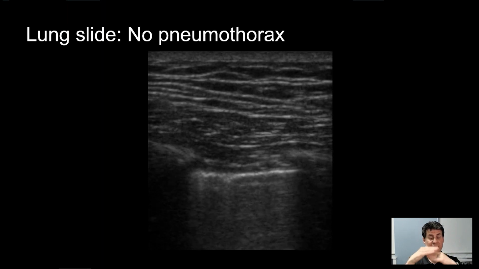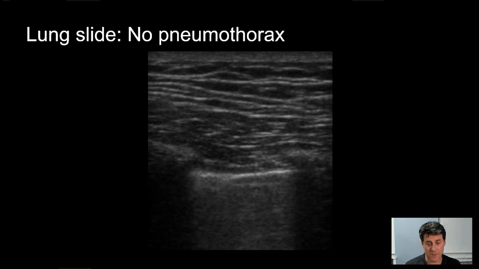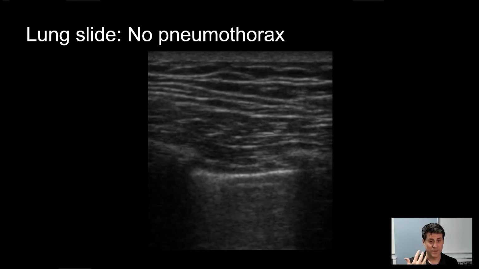When those two things are touching each other, then you're going to see the sliding of the visceral pleura. So the movement here isn't the whole pleura, visceral and parietal moving, it's the visceral pleura sliding against the parietal pleura. And we see that because they're touching.